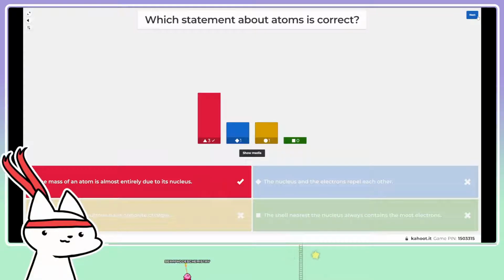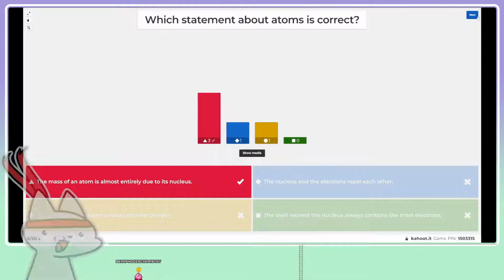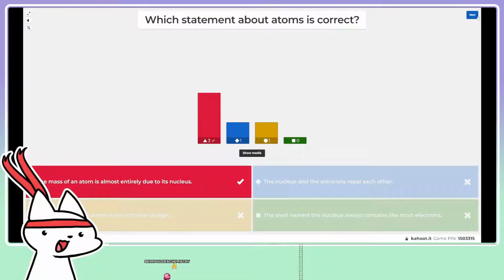As for the nucleus and the electron repelling each other, that's not true, because the nucleus has protons, therefore it is positively charged. If the nucleus is positively charged due to protons, and electrons are negatively charged, they will attract each other. And last, proton and neutron have opposite charge. That's not true. Neutron has no charge. The opposite charge is between proton and electrons.